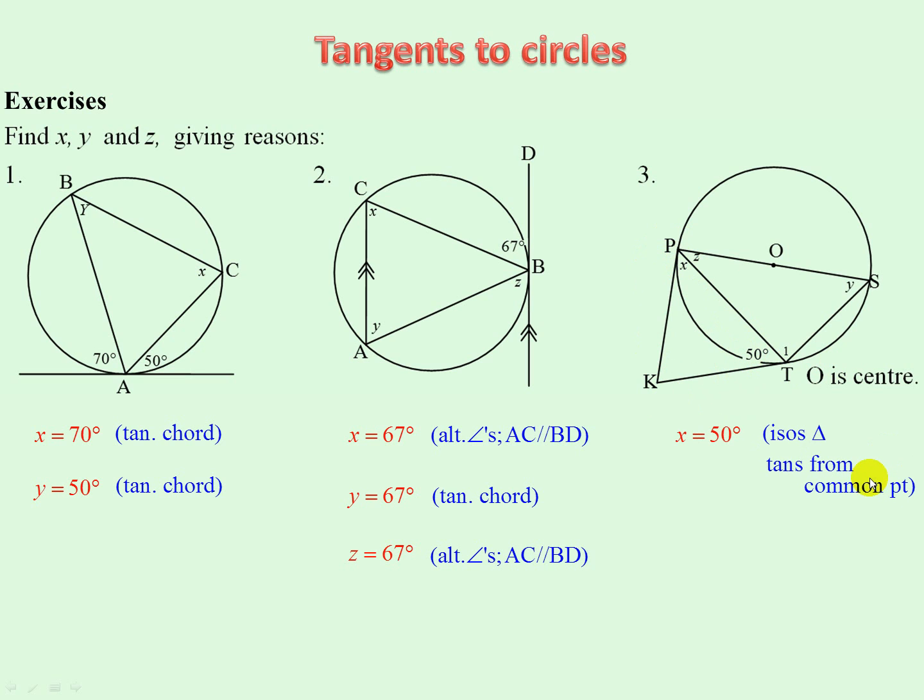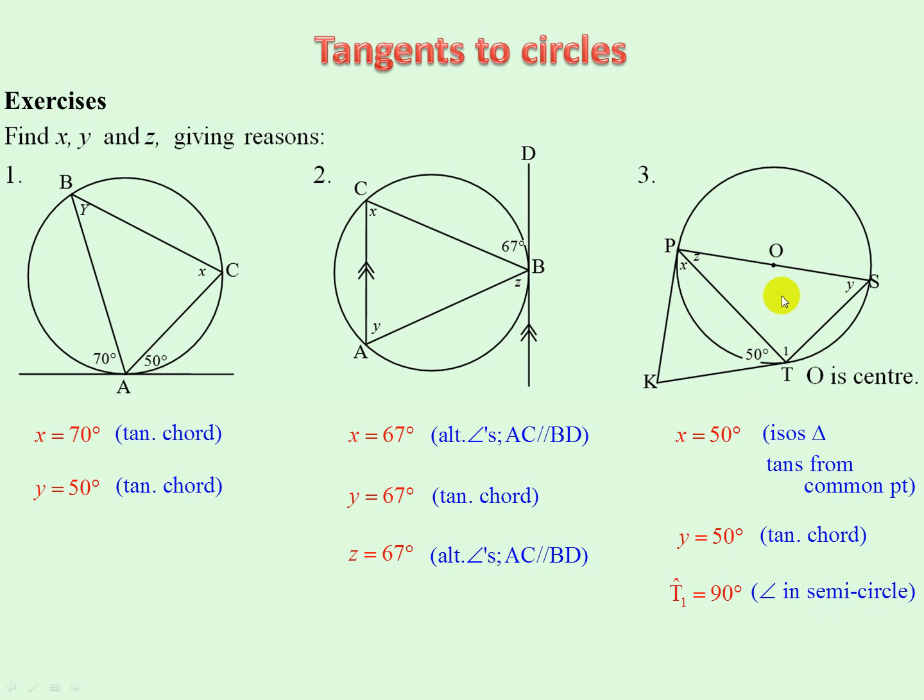Well, we need to put tangents from a common point as part of the reason. It's no good just saying angles opposite equal sides or isosceles triangle, because we need to know why it's an isosceles triangle, why they're equal sides. What's y equal to? Oh, well, y is equal to the angle between the tangent and this chord on the other side. So y is 50 degrees, tan chord.